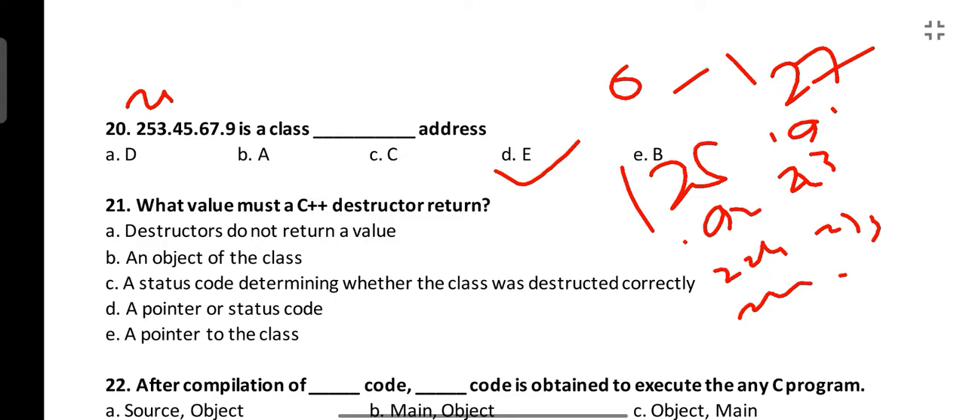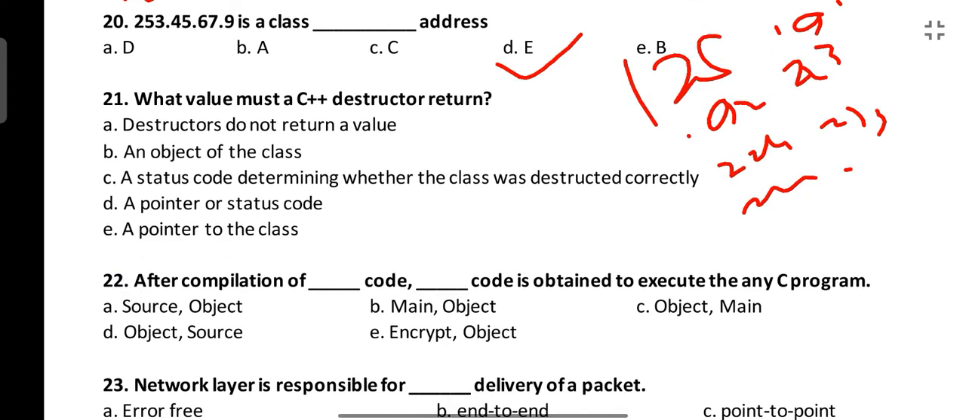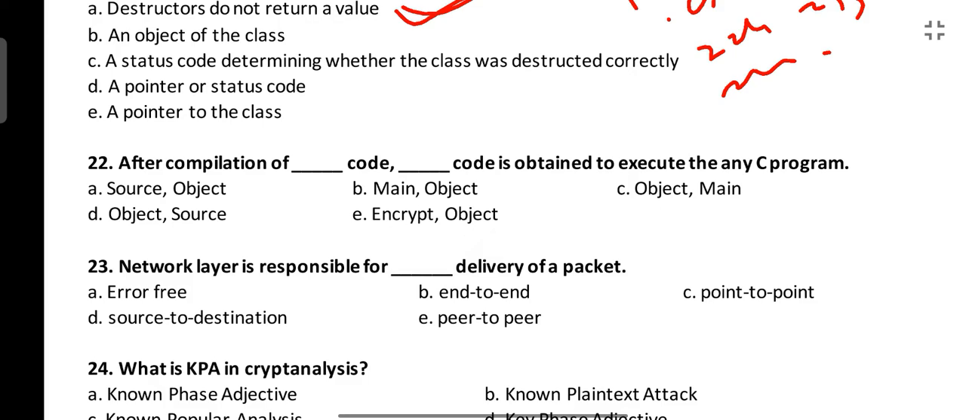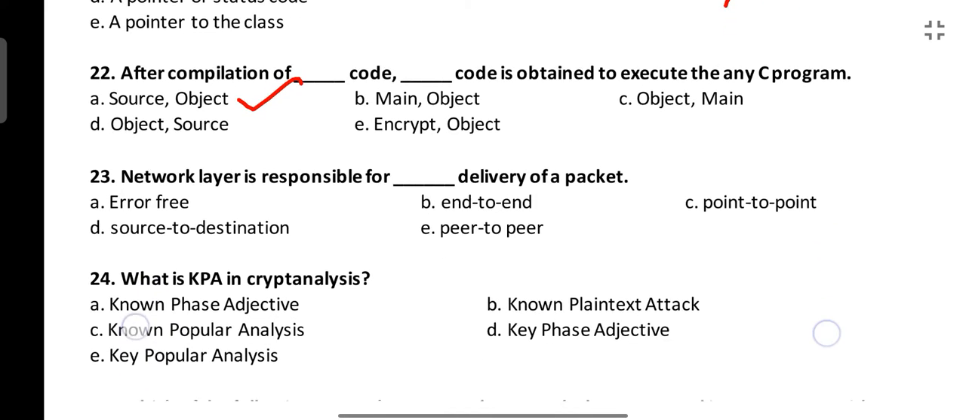Next is, what value must a C++ destructor return? C++ destructor doesn't return any value. So the answer is option A. Destructor does not return a value. Next is, after compilation of dash code, dash code is obtained to execute any C program. What do we compile? We compile source code, and what do we get? We get object code. So the correct answer is option A. After compilation of source code, object code is obtained to execute any C program.